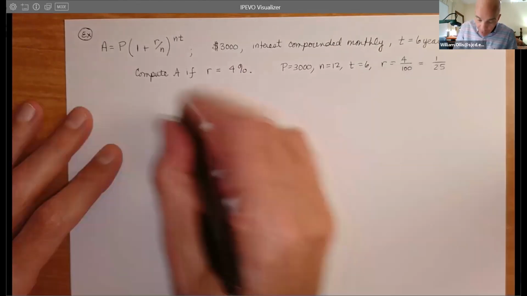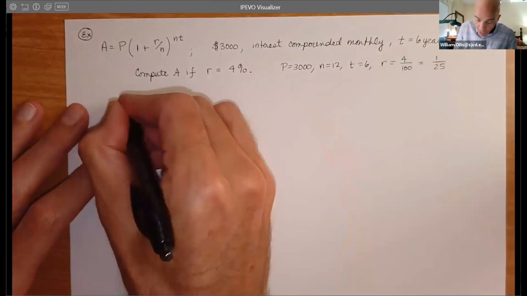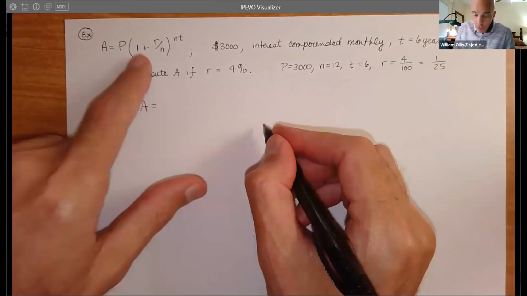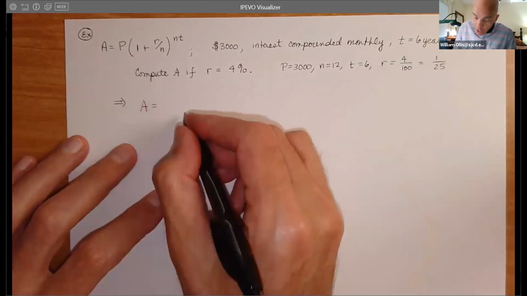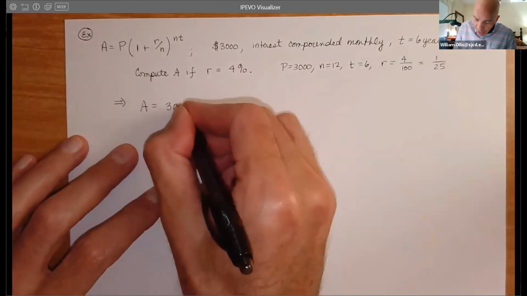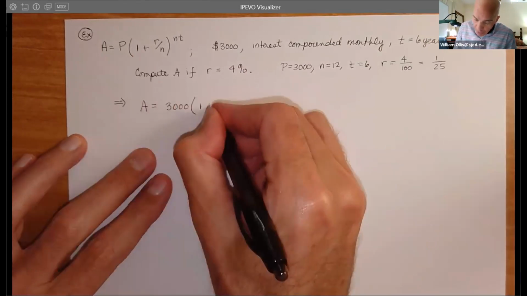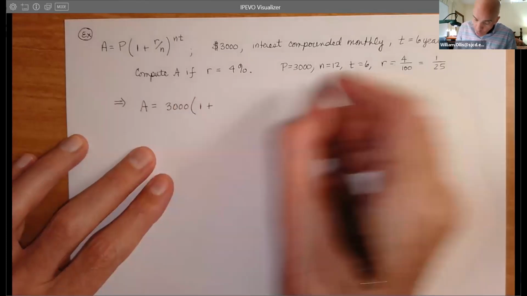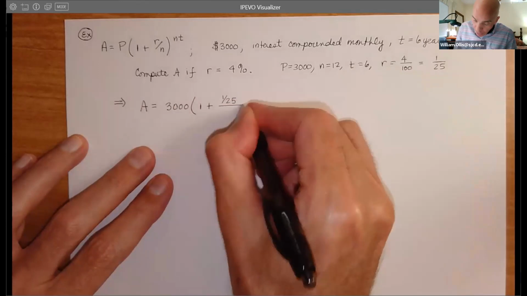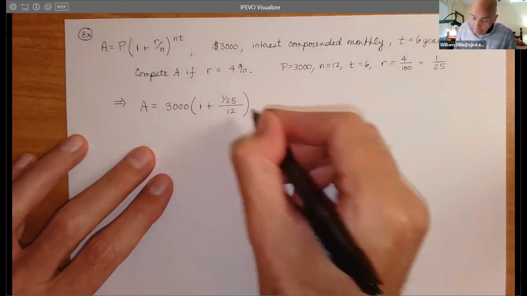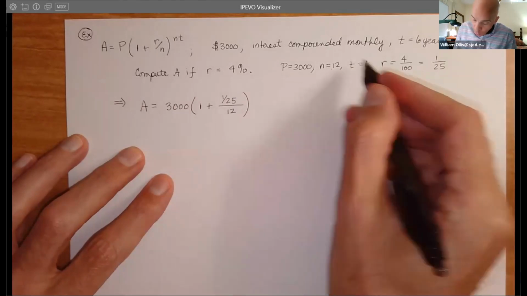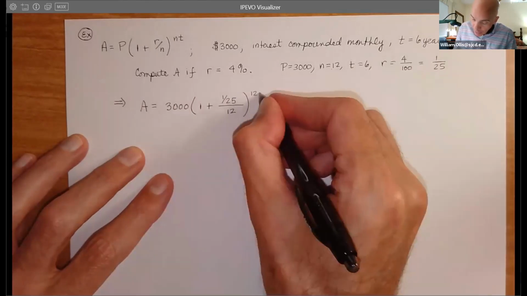So now this implies that the amount, we'll just go ahead and fill in our exponential formula. So we have 3,000, and then we have 1 plus, again, 1 over 25 divided by 12. And then we have the n and the 6. So we have 12 times 6.